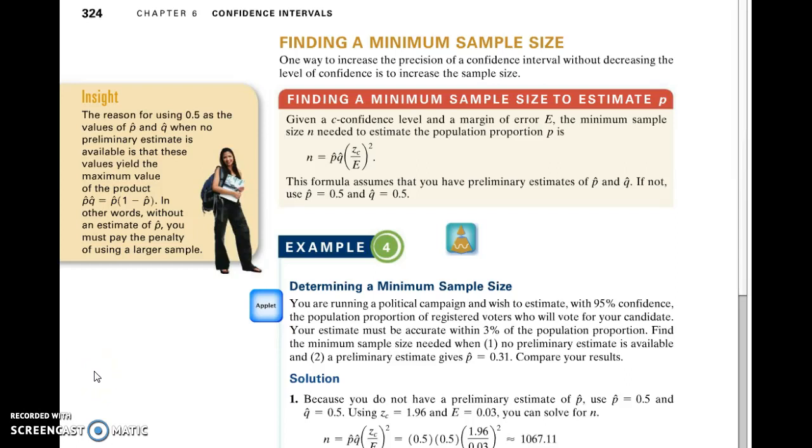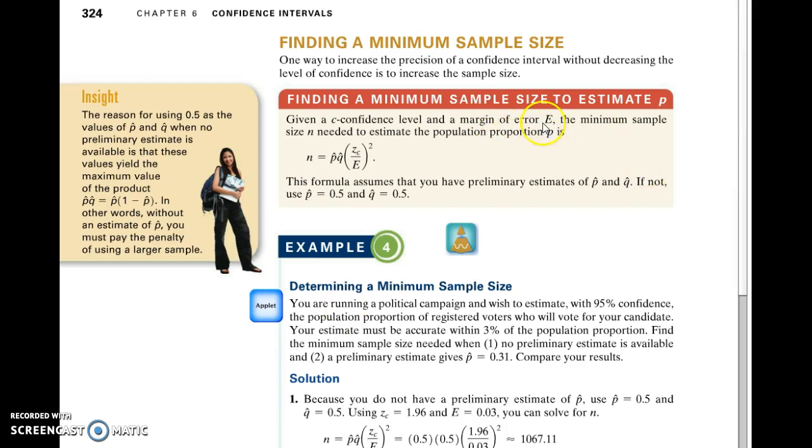In this video, we're going to walk through how to find a minimum sample size for estimating the population proportion. It's really similar to the previous video about finding a minimum sample size for estimating a population mean. So the idea, again, is we want to control how wide our confidence interval is.